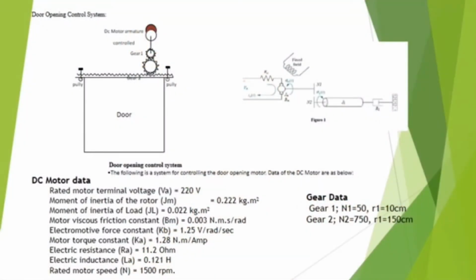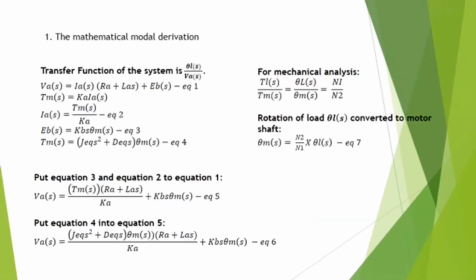So we are given a project for the door opening control system. This is the door opening control system, and we model it into an electromechanical system element, and we are given the data for the DC motor and the gear data. For the mathematical model derivation, we want to find theta L over VA. VA is the equation that we get from the electric circuit. Then TM is KT multiplied with IA.